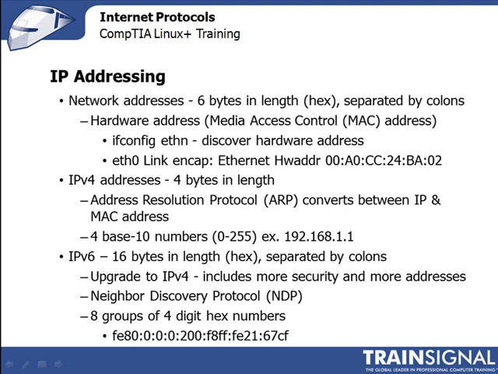The sample IP address on your screen, 192.168.1.1, is typical. And again, each one is called an octet. So 192 is an octet, 168 is an octet, and same for 1 and 1. IP version 6 addresses are 16 bytes long. This upgrade to IP version 4 includes more addresses and improved security. It uses Neighbor Discovery Protocol, or NDP, to do the conversion that ARP does for IP version 4. IPv6 numbers are represented by 8 groups of 4-digit hexadecimal numbers. Let's open a terminal window and try the ifconfig command.